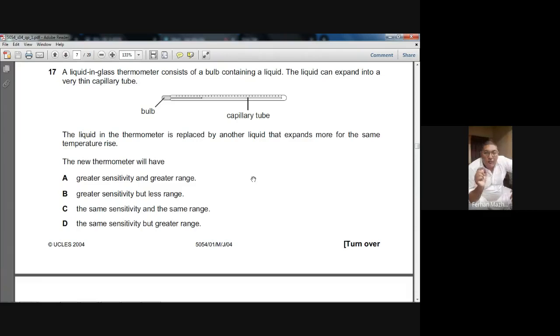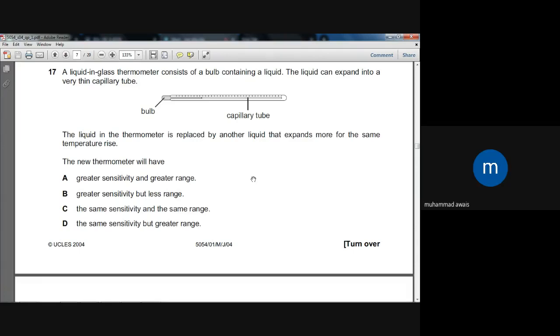And when the thermometer becomes more sensitive, its range will decrease, because the sensitivity and the range of the thermometer are opposite to each other. Inversely proportional, kind of, you can say that. But they are opposite to each other. So what's the choice? Sir, B. Greater sensitivity but less range. So B is the choice.